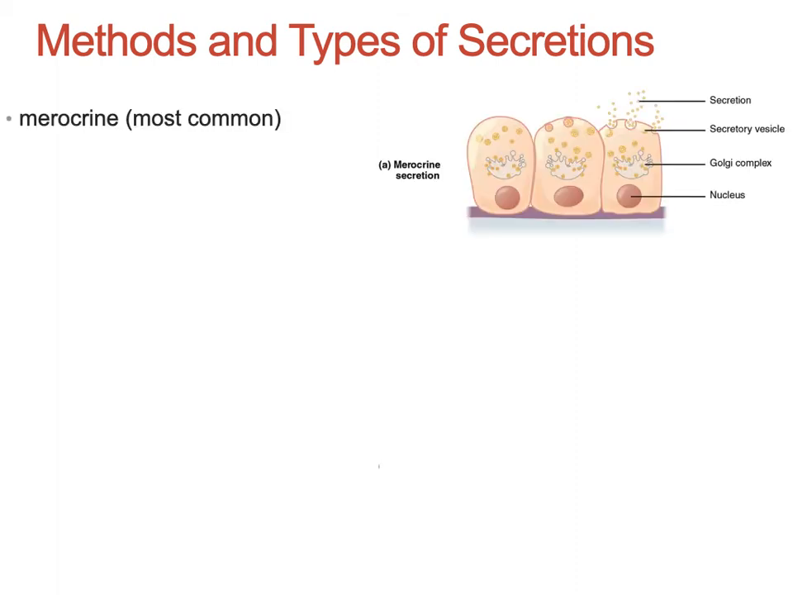So as I mentioned, exocrine glands can also be classified by their modes of secretion. So merocrine secretion is the most common type of exocrine secretion. The secretions are enclosed in vesicles that move to the apical surface of the cells, where the contents are released by exocytosis. The eccrine glands that produce and secrete sweat are an example.